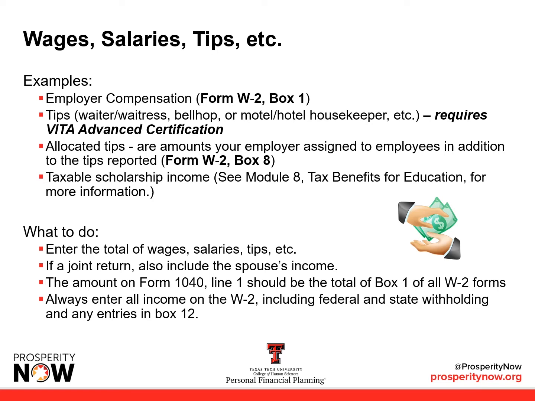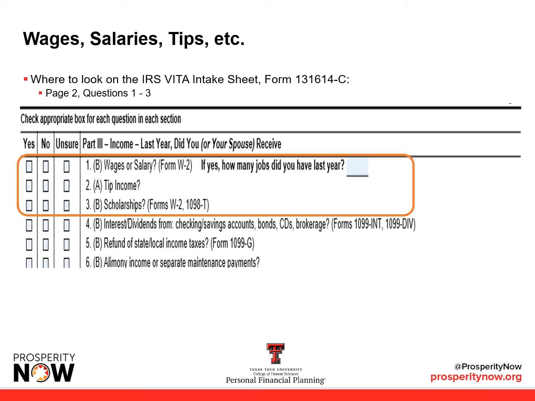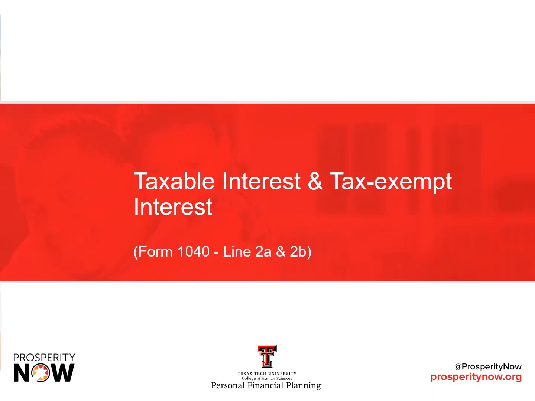Here's what you do. You enter the total of wages, salaries, tips, etc. If a joint return, you should include the spouse's income as well. The amount on Form 1040 line 1 should be the total of box 1 on all W-2 forms. Always enter all income on the W-2, including federal and state withholding, and any entries in box 12. So you can see where to find the wages, salaries, tips, etc. on the IRS VITA intake sheet, Form 13614-C. It's page 2, questions 1 through 3.